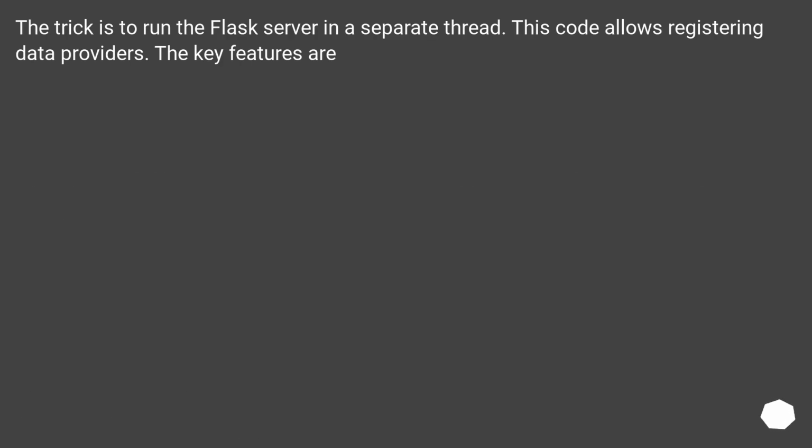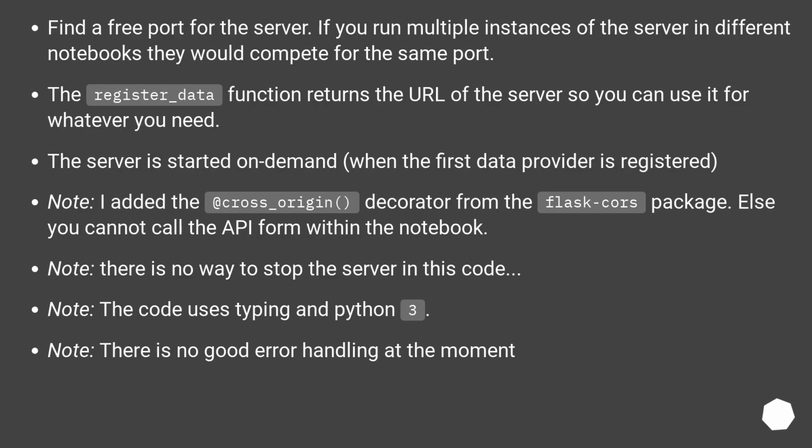The trick is to run the Flask server in a separate thread. This code allows registering data providers. The key features are: find a free port for the server. If you run multiple instances of the server in different notebooks, they would compete for the same port. The register_data function returns the URL of the server so you can use it for whatever you need. The server is started on demand when the first data provider is registered.